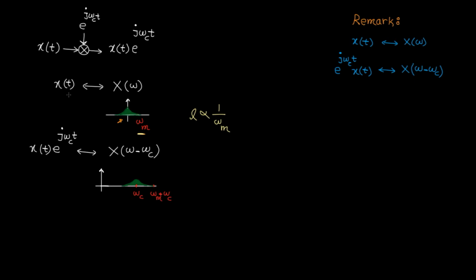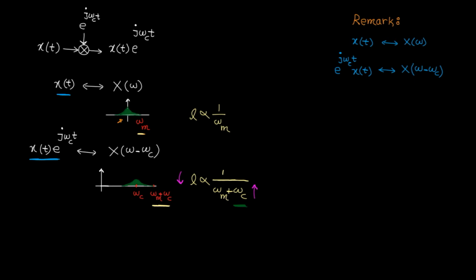Now, if instead of x(t), we transmit x(t) multiplied by this complex exponential function, length of antenna should be inversely proportional to this, which is the maximum frequency here. So, if ω_c is very large, the length can be very small. That's one of the main applications of modulation.